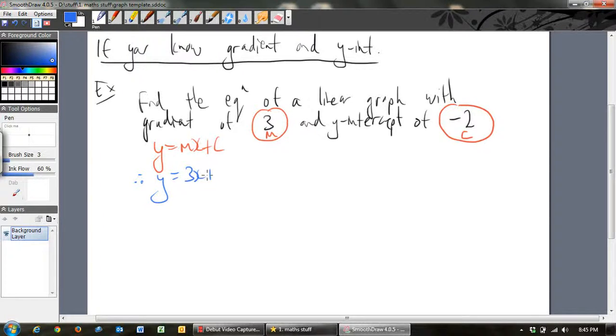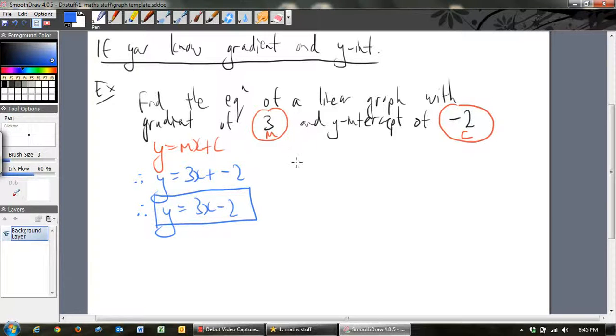3, x plus c is -2, plus -2. Let's just rewrite that out a bit better. Y equals 3x minus 2. And that is the equation. That is what you're trying to find. That is the relationship between y and x.